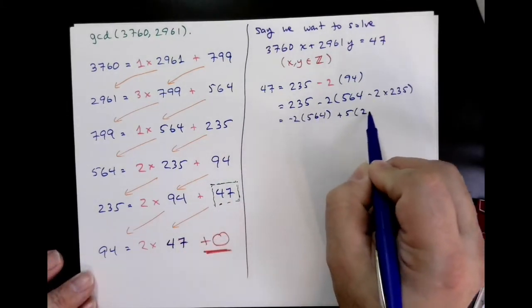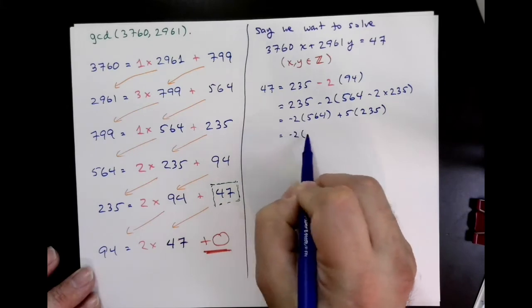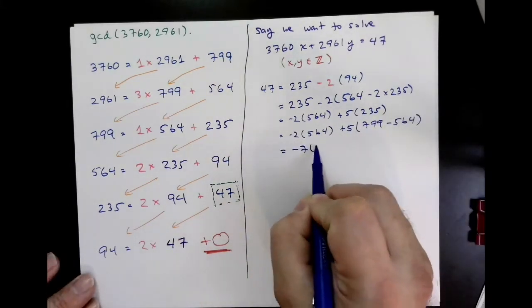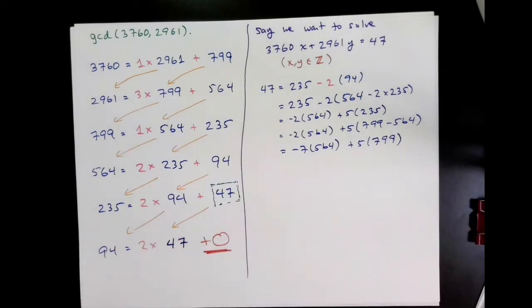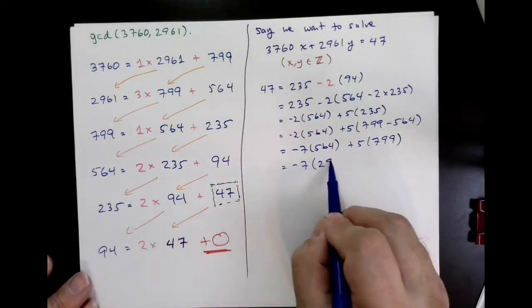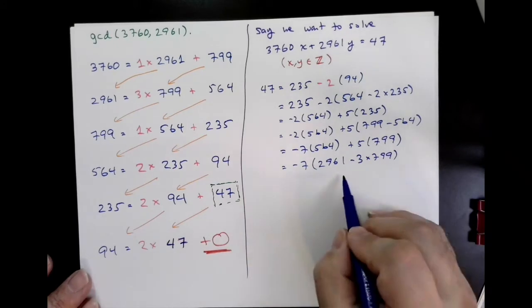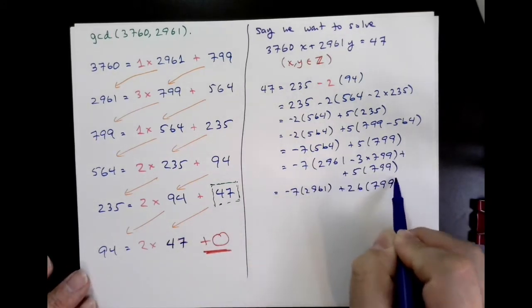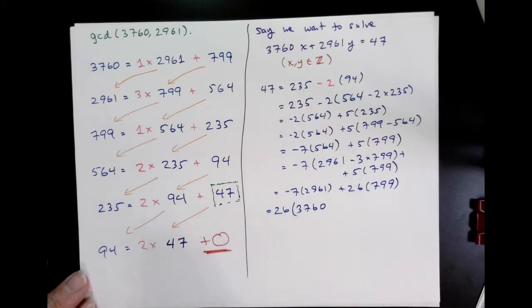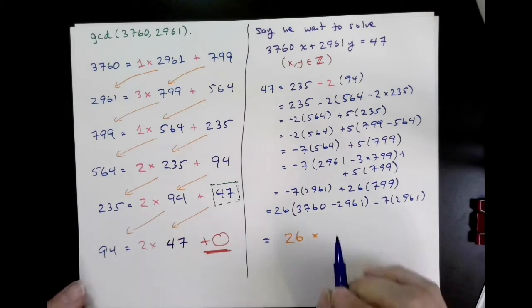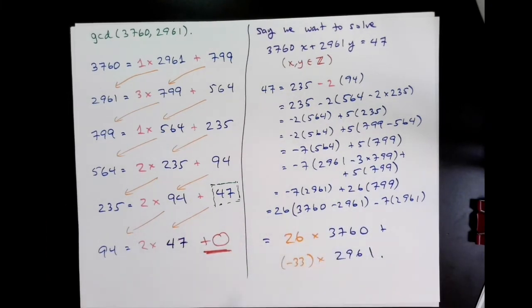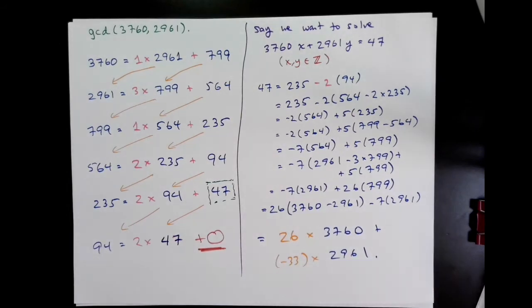So let's just look back at these equations over there, and notice that I've written 47 in terms of 94 and 235. And then the equation above that tells me I've written 94 in terms of 235 and 564. And I've written 235 in terms of 564 and 799. So basically I can back propagate all of this information and eventually, after some work, get 47 as a combination of 3760 and 2961.